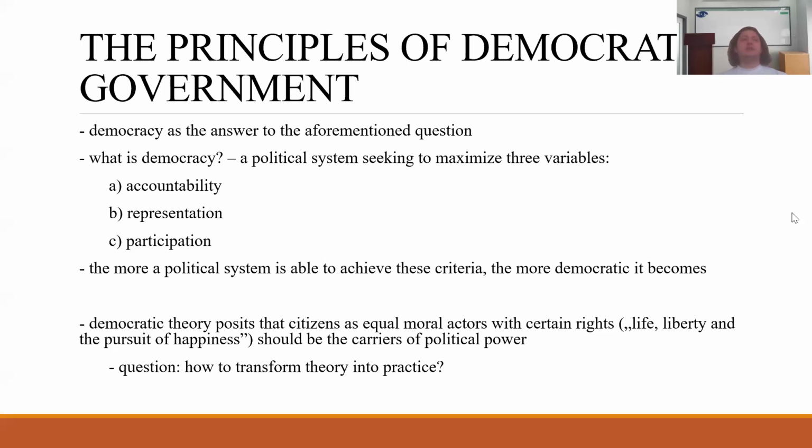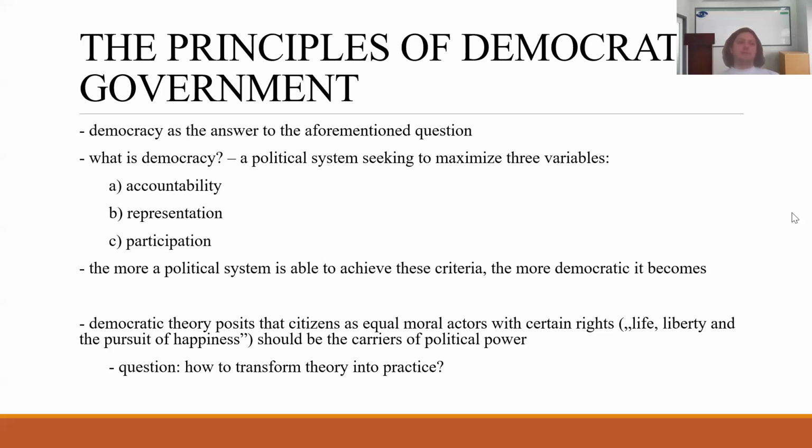The way these rights are defined differ from country to country, but they can be subsumed in the famous quote from the American Declaration of Independence, which is that all people have the right to life, liberty, and the pursuit of happiness. The idea is that people who are equal to one another as citizens and who have certain unalienable rights should be the carriers of political power. The question is now, and this I'm going to be answering on the following slides, how do we transform theory into practice?